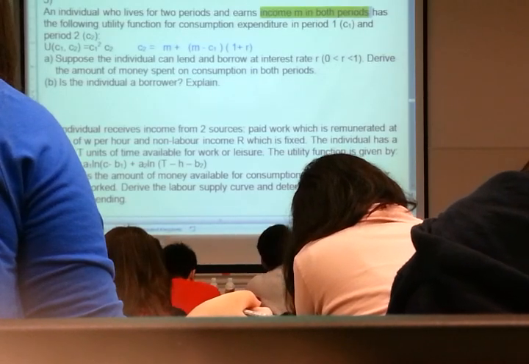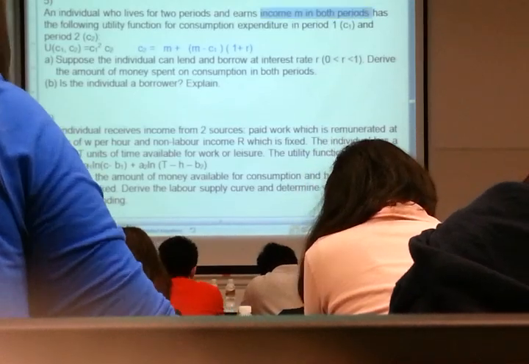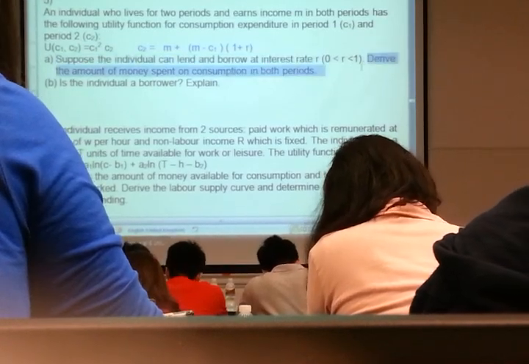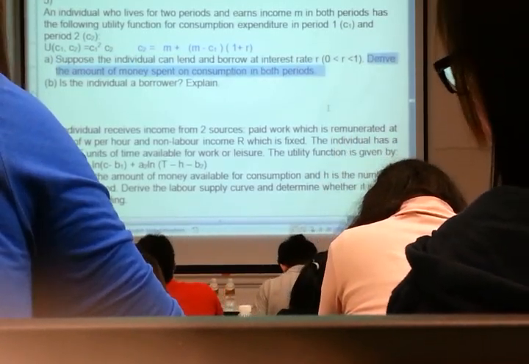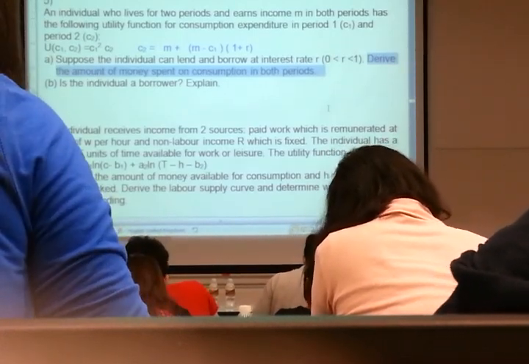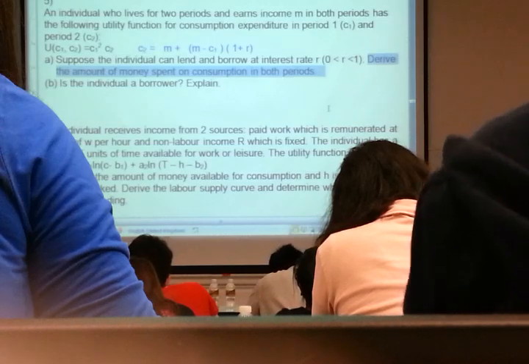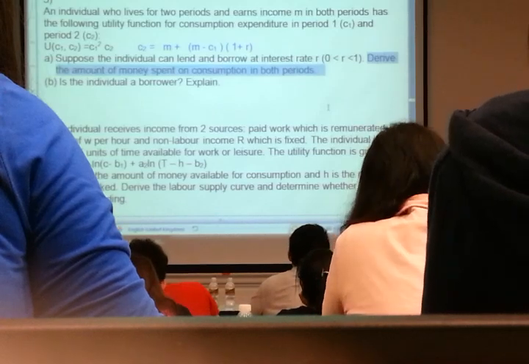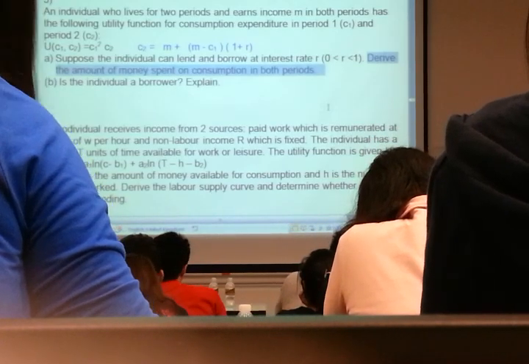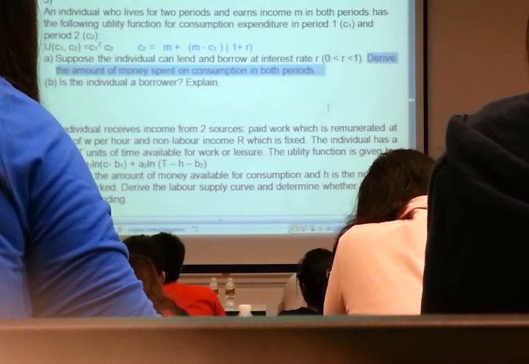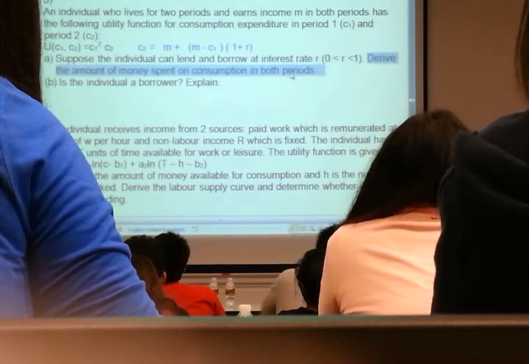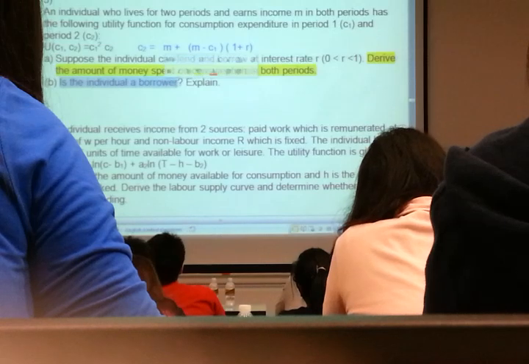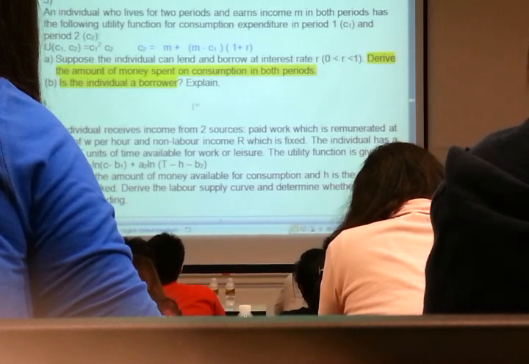Now, suppose this person can borrow at an interest rate R. Derive the amount of money spent in both periods. It means you are asked to solve for what? Solve for C1 and C2, how to solve? And then later on find out whether this guy is a borrower or a saver. Derive for me C1 and C2. Find out whether this guy is a borrower or a saver. How?